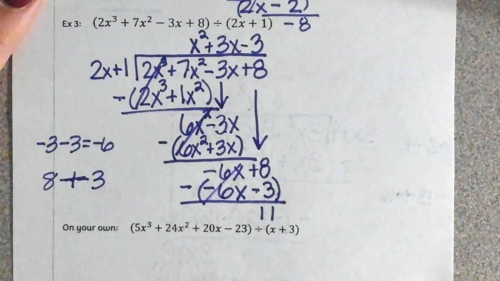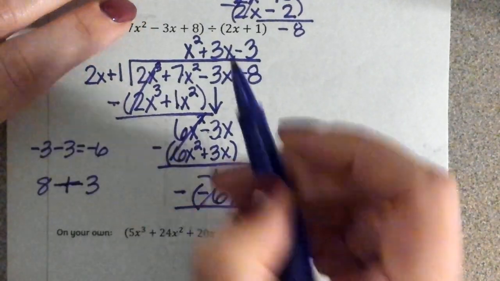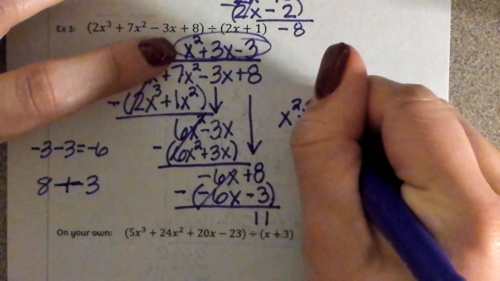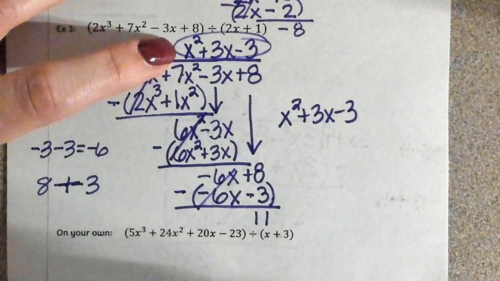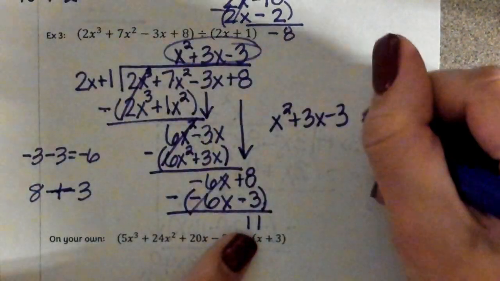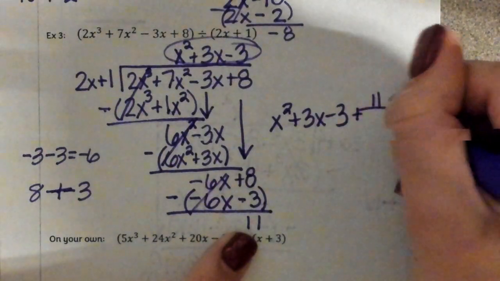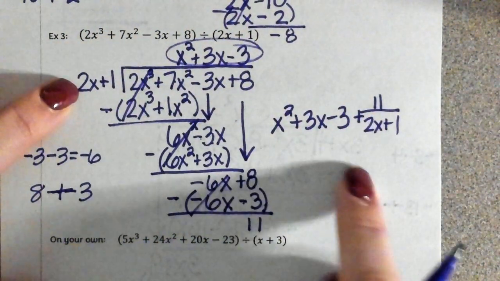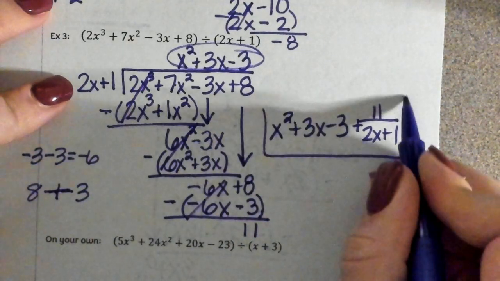And that's our remainder. So we write our answer. We go to the top. That's our quotient, plus 3x minus 3. And then we have a remainder of 11, so we put plus 11 over 2x plus 1. Okay?